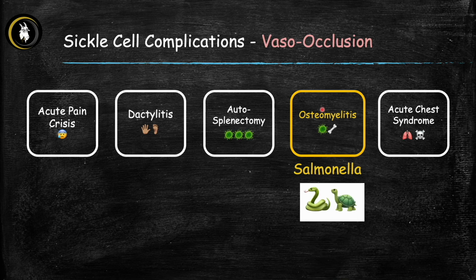And just an interesting sidebar, Salmonella is often found in large colonies on reptiles, and this is why children with sickle cell disease are told not to have reptiles as pets to reduce the risk of Salmonella infection and osteomyelitis.